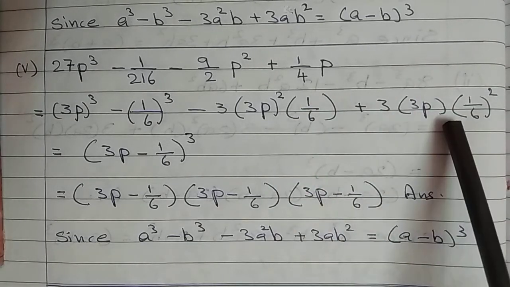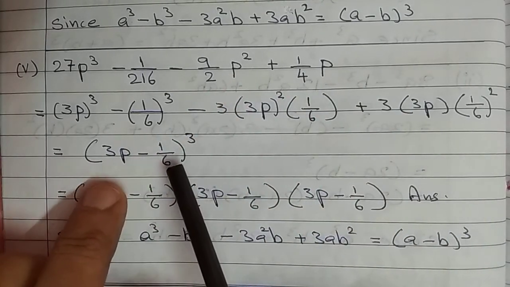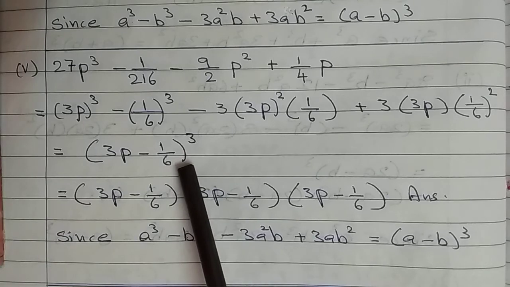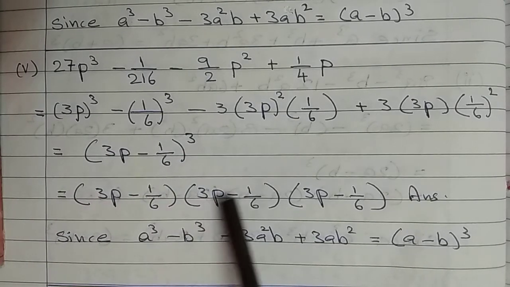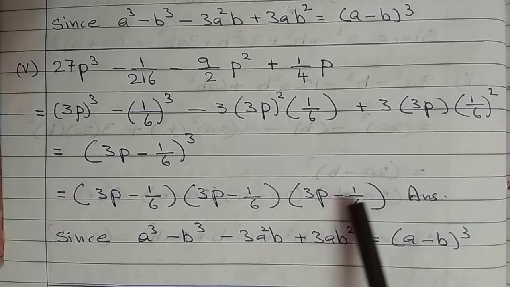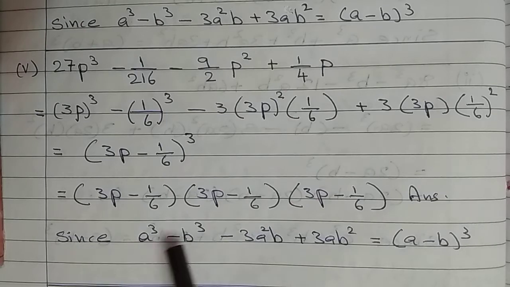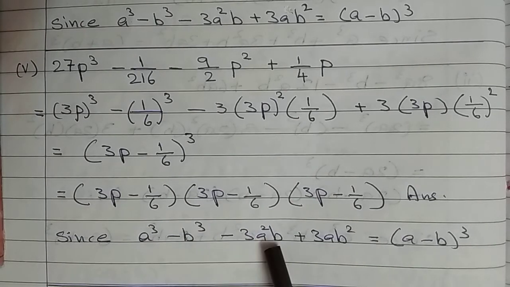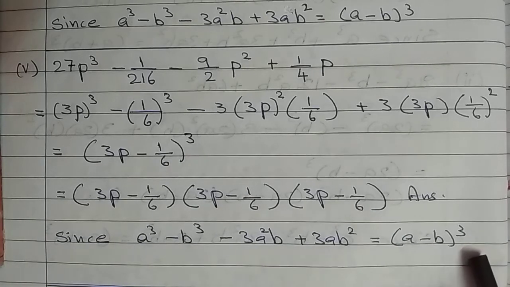If you simplify it, you will get the same thing. So this can be written as 3p minus 1 by 6 the whole cube, 3p minus 1 by 6 into 3p minus 1 by 6 into 3p minus 1 by 6. Using the identity a cube minus b cube minus 3a squared b plus 3ab squared equals a minus b the whole cube.